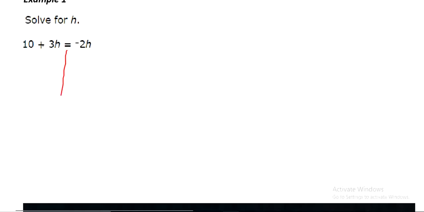So to move plus 3h, I'm going to have to subtract 3h. What I do to one side, I do to the other. These are going to equal 0, so they'll cancel out. I'll be left with 10 equals, then negative 2h minus 3h is going to give me negative 5h. So there we go. We only have h on one side of the equal sign now.